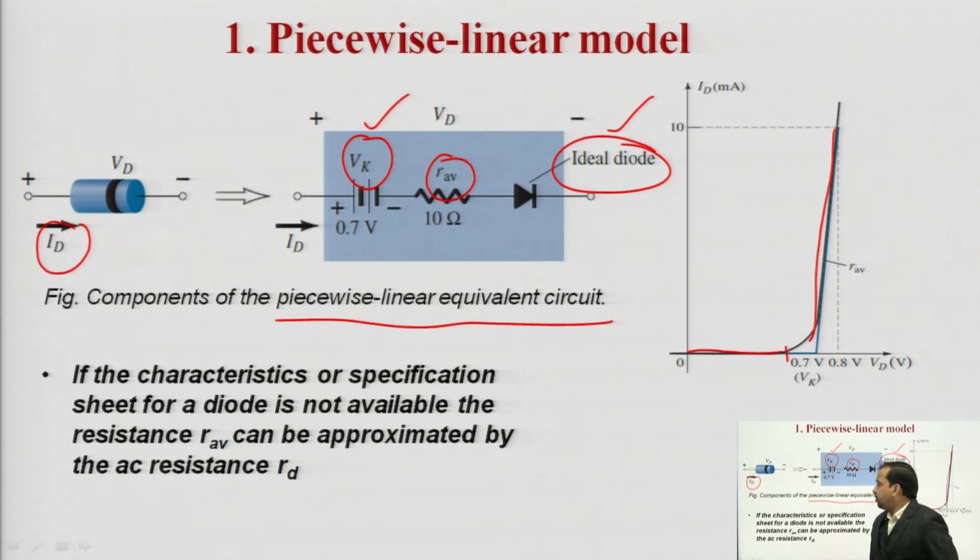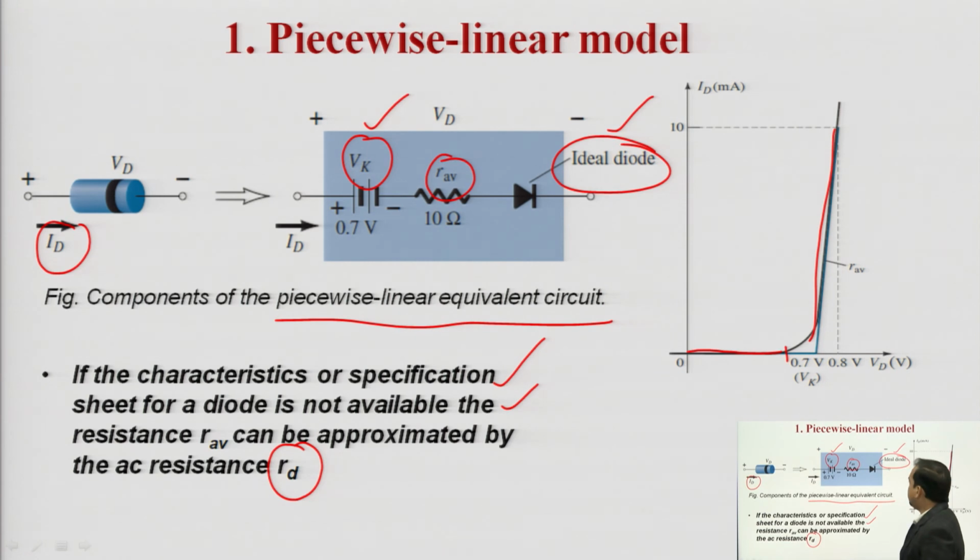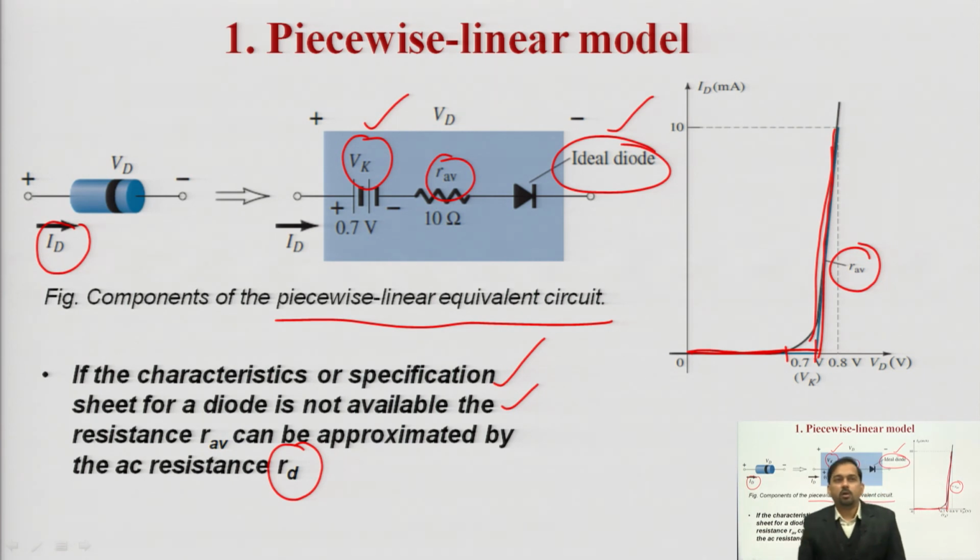If the characteristics or specification sheet for a diode is not available, then the average resistance Rav can be approximately equal to the dynamic resistance of the diode, represented by a small rd. The characteristics will be such that up to a voltage of 0.7 V it resists, and after that the piecewise linear characteristic has a slope, which is why we have a resistance of Rav. So this is the first approximation, or the equivalent representation for the diode.